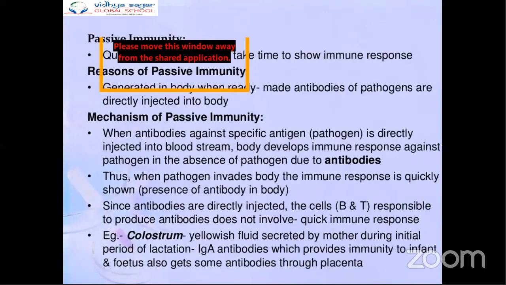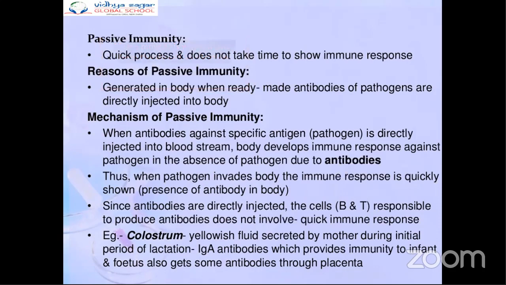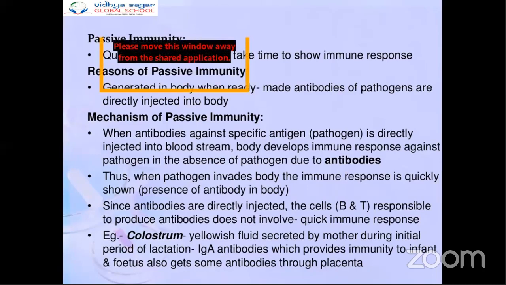The next one is passive immunity. Under passive immunity, it is a quick process and does not take time to show an immune response. Reason for passive immunity: it is generated in the body when, actually, they directly give the antibodies for the particular pathogen. It is injected directly into the body. That is called passive immunity, not by a natural method. Here, they are directly injecting the antibodies into human beings.